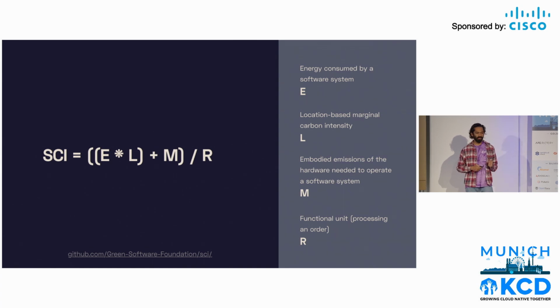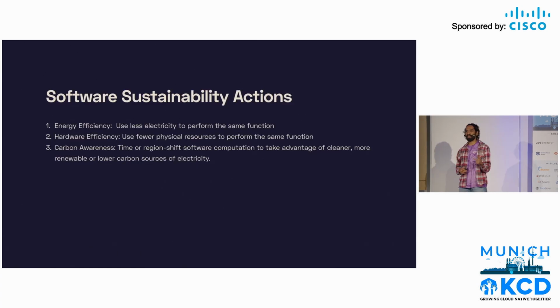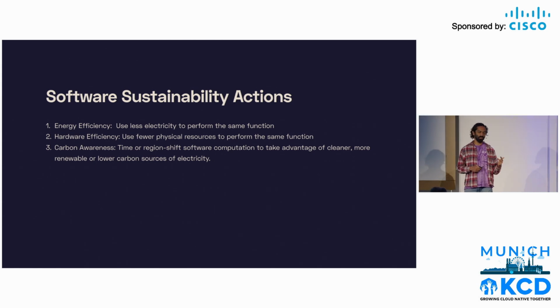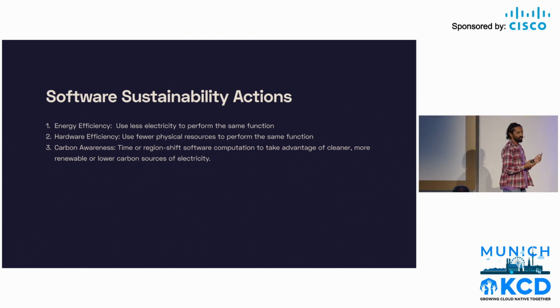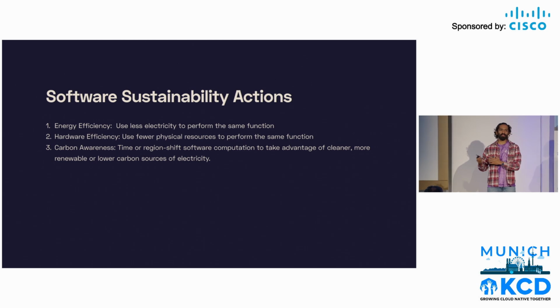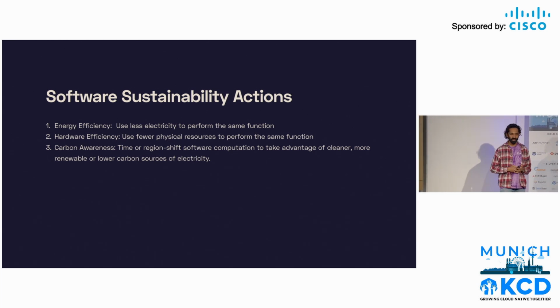Now, the Green Software Foundation recommends 3 actions you can take to improve this. The third one is basically being carbon aware. I spoke about location-based intensity. So if it is not critical, you could actually shift to a region that is more carbon aware and immediately be more sustainable and consume less carbon in your cloud workloads.